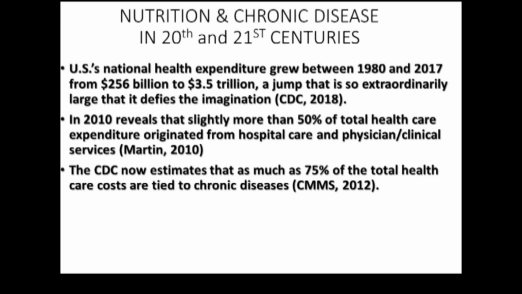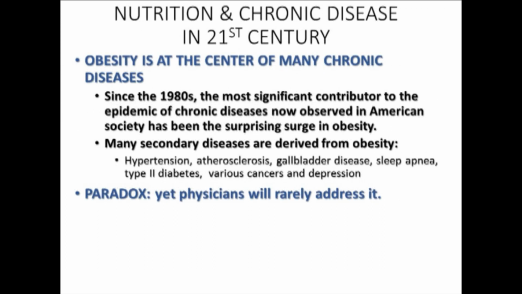The CDC now estimates that about 75% of total healthcare costs are tied to chronic disease. The American public is so sick with chronic diseases that the strategy for prevention is not yet implementable. In fact, since the 1980s, we could say that the most significant contributor to the epidemic of chronic diseases in the United States is actually obesity. Many secondary diseases are derived from obesity: hypertension, atherosclerosis, gallbladder disease, sleep apnea, type 2 diabetes, and various cancers, including depression. But the paradox is that physicians will rarely address the obesity issue in their family practice.